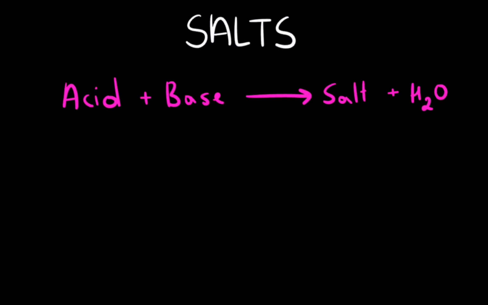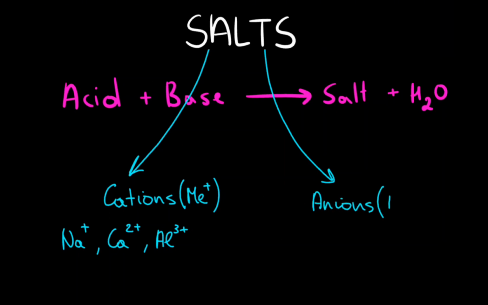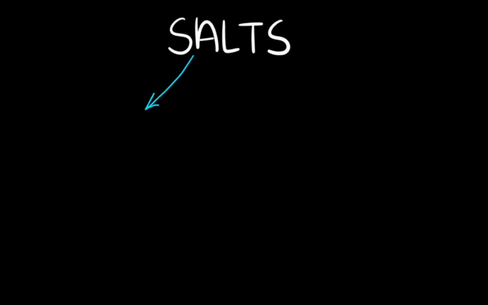Salts are chemical compounds formed when an acid reacts with a base in a neutralization reaction. They consist of positive metal ions, named cations, for example Na+, Ca2+, and Al3+, and negative nonmetal ions, named anions, for example Cl-, S2-, PO4-. Salts can be classified based on their solubility in water.